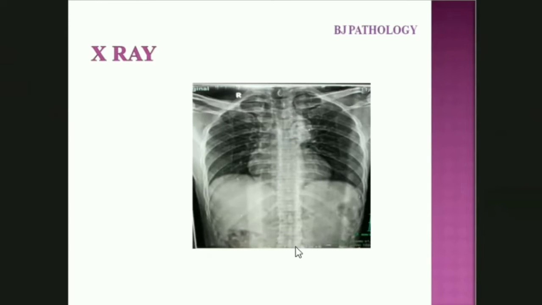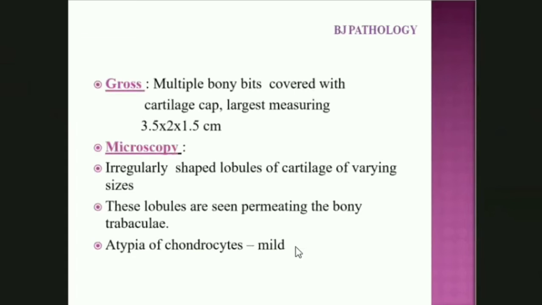So we can see this lesion, which is quite large. So microscopically, what we need to see in this case, very importantly, is infiltration or permeation of the bony trabeculae with these irregularly shaped lobules of cartilage. So that is a clinching point here, because osteochondroma is a very close differential diagnosis to chondrosarcoma. So that is very important.